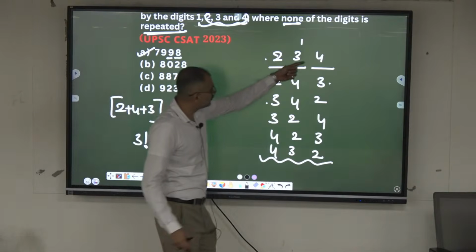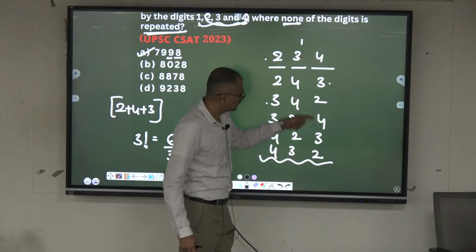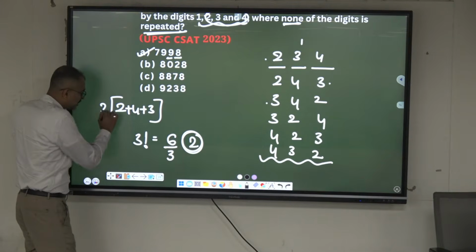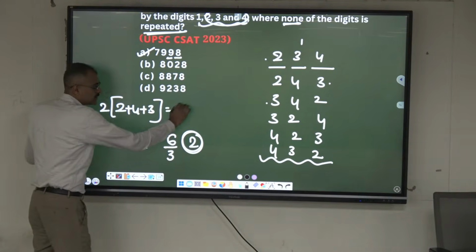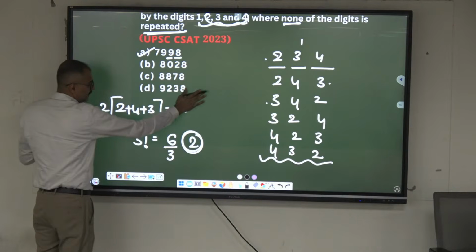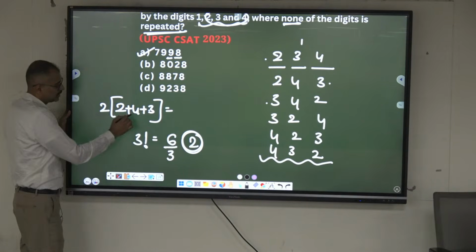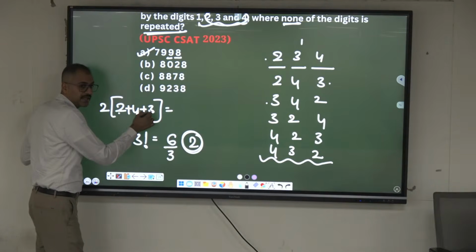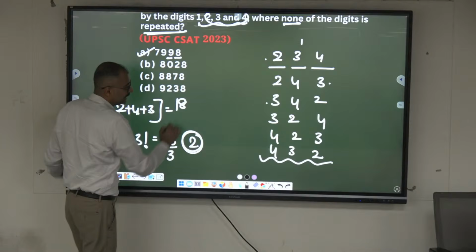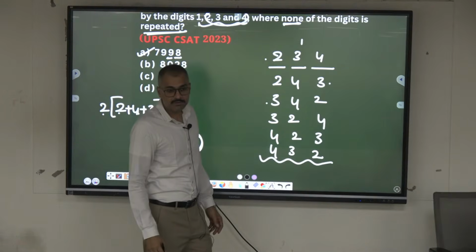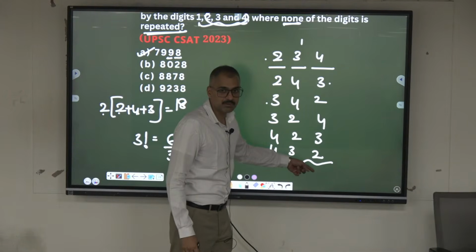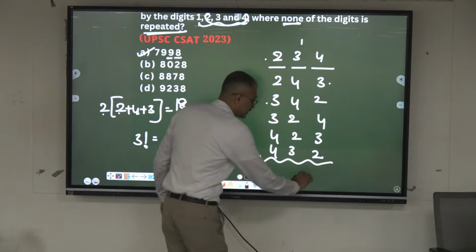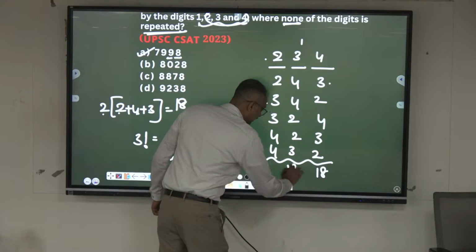See, how many times is 4 repeated? Twice. 3 twice, 2 twice. Hence, 2 twice, 3 twice, 4 twice, what is the sum? 4 plus 2 is 6, plus 3 is 9. 9 into 2 is 18. So the sum of the digits in every column has to be 18. This is 18, this is 18, this has to be 18.